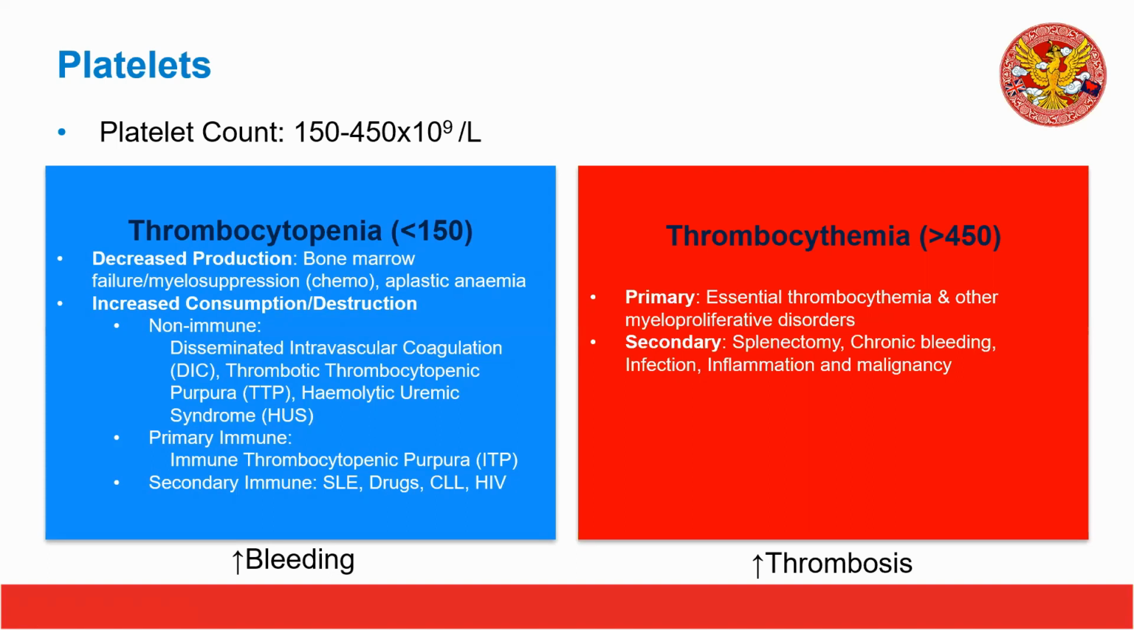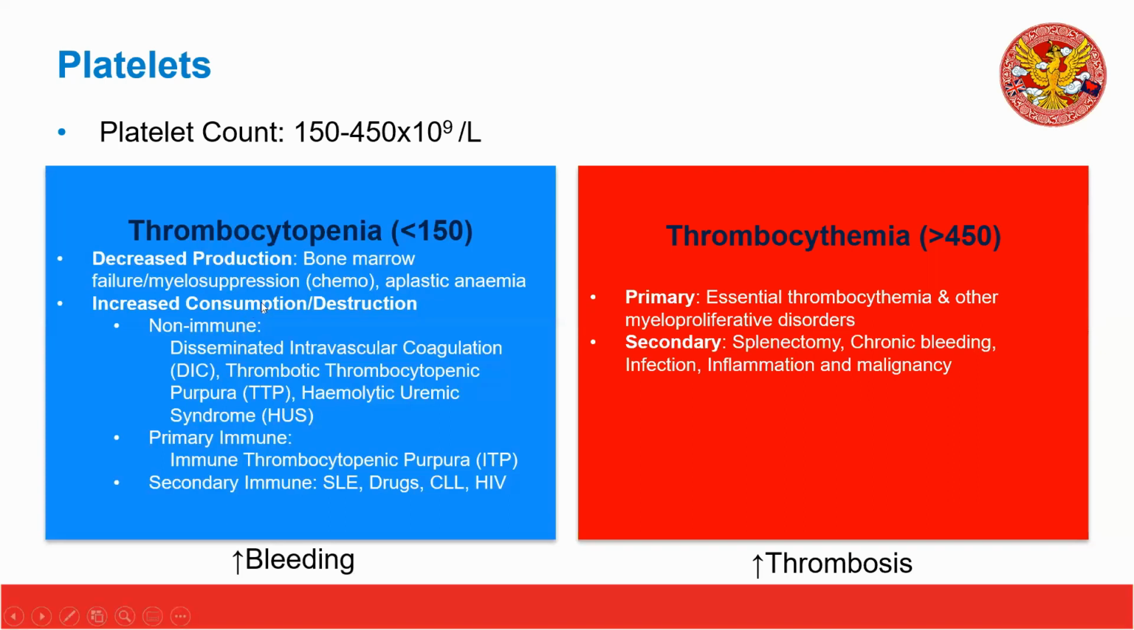When you think about thrombocythemia, you're thinking mainly the primary causes, so myeloproliferative disorders like polycythemia, essential thrombocythemia, which is basically cancers where you get overproduction of myeloid cells, in particular here platelets. And then you want to also think about secondary causes such as splenectomy, chronic bleeding, infection, inflammation, malignancy.